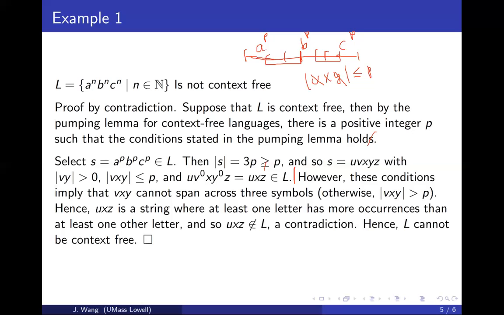So when you pump it, of course, that means the other letters that are not contained in it will not be touched. So you have something that's not in L. UXZ now is not in L, which is a contradiction. Hence, L cannot be context-free. So it's pretty straightforward.